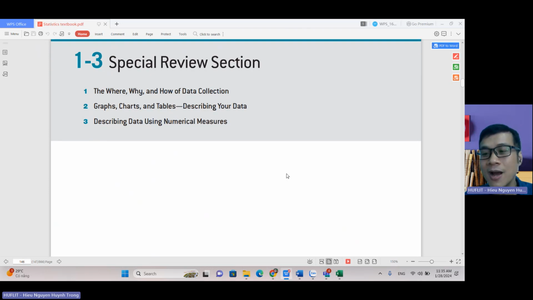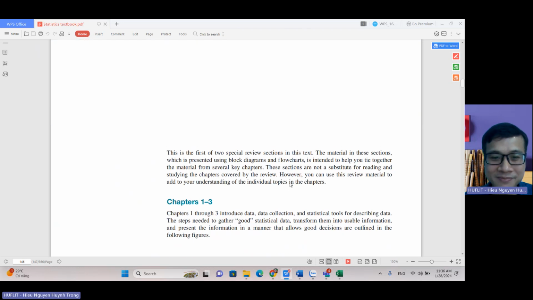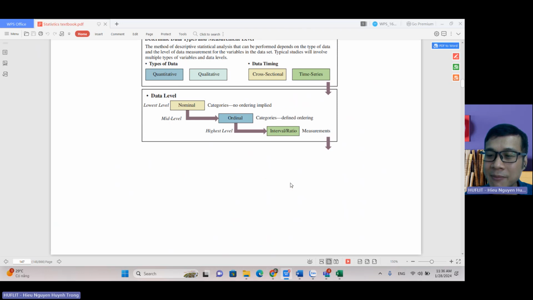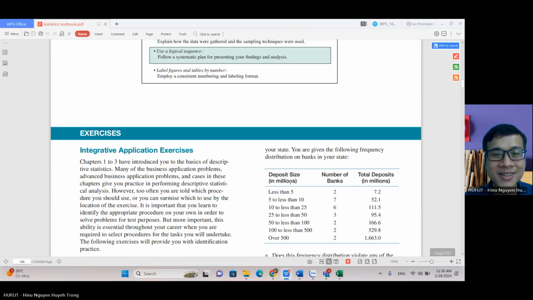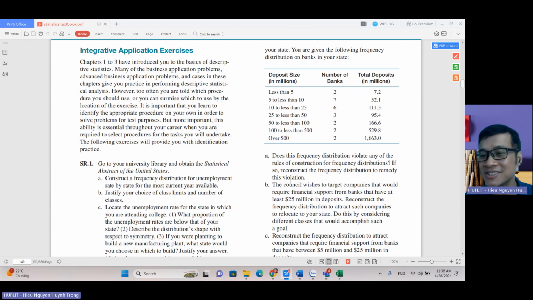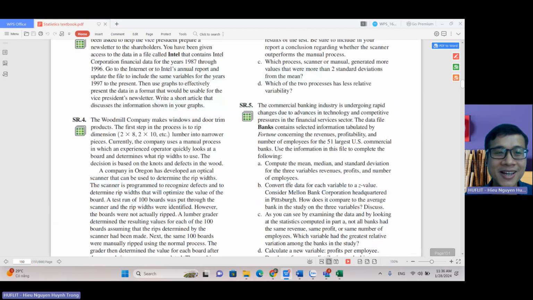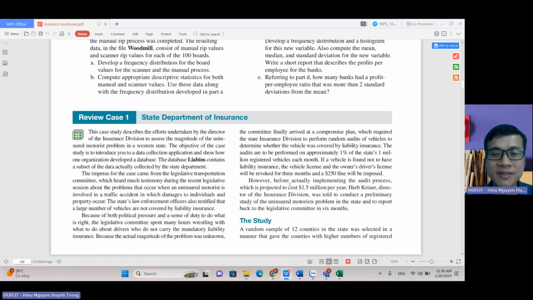In this part, you have the chance to review the where, why, and how of data collection. You also have the chance to review graphs, charts, and tables, how to describe your data, and how to describe the data using numerical measures. Chapter 1, Chapter 2, and Chapter 3, three of them are here. I'm scrolling down so that everybody can see what you can learn. Again, they also have exercises for this part, together with the review cases.